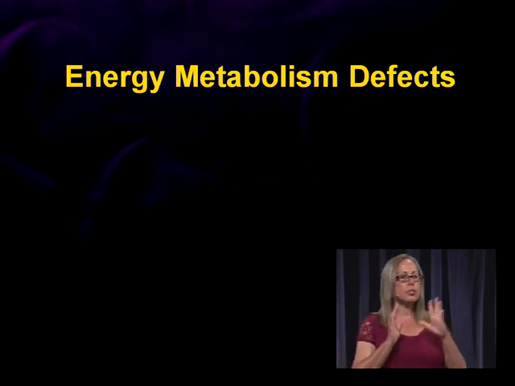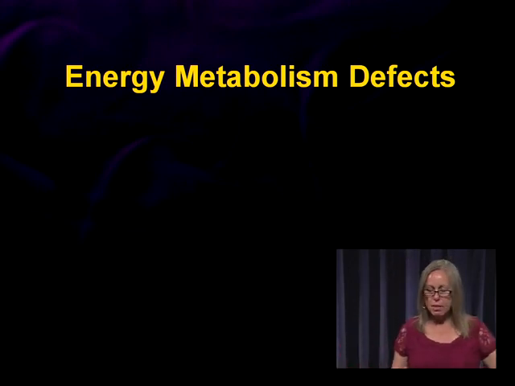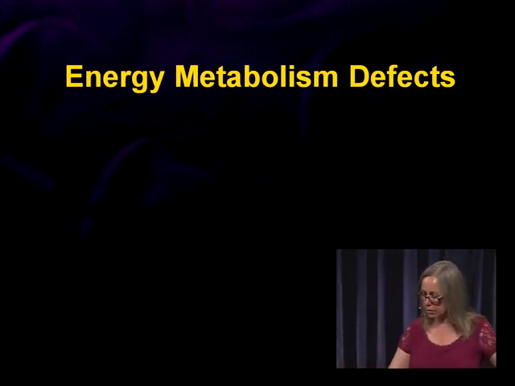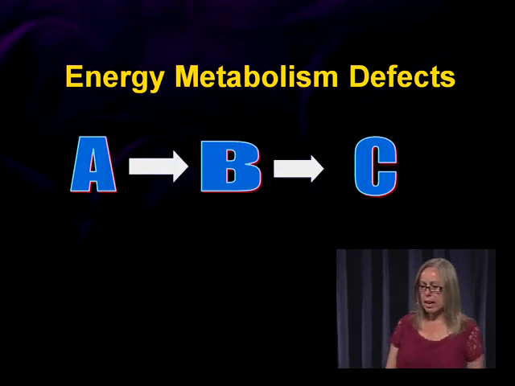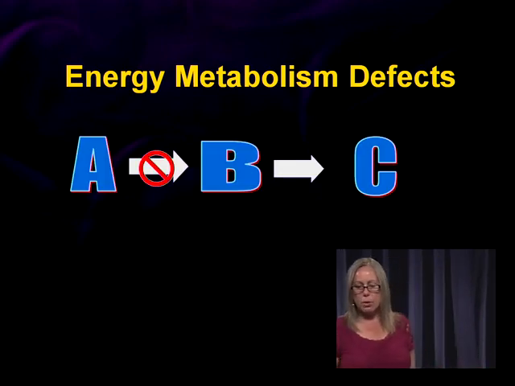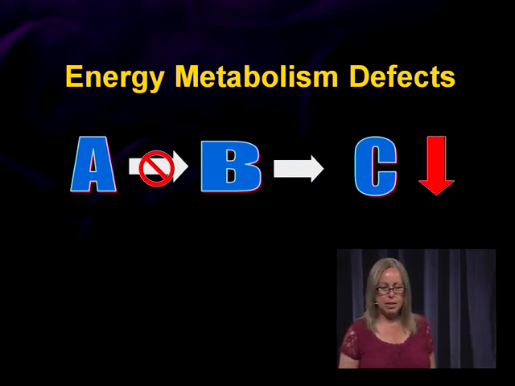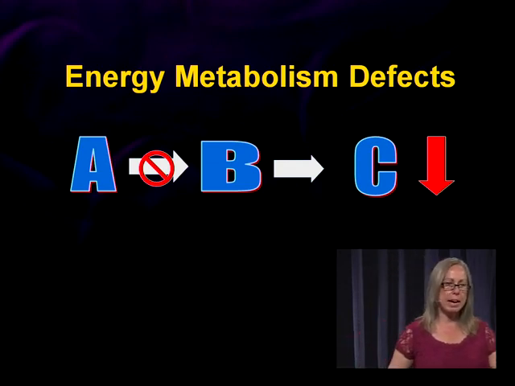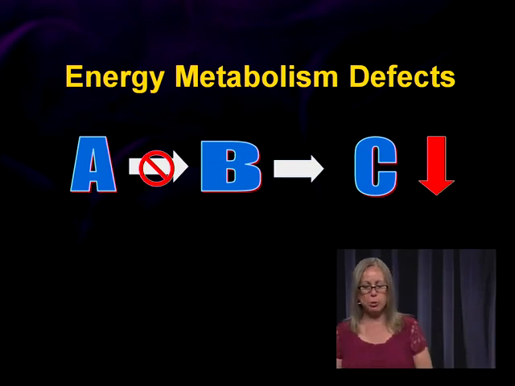All right, so those are your intoxications. Now we're going to go to energy metabolism defects. So now we're back to A to B to C. And when A cannot go to B, C goes down. When C goes down, then you're not going to have enough energy to keep going. So now it's no longer a problem of A backing up, but not enough getting through.